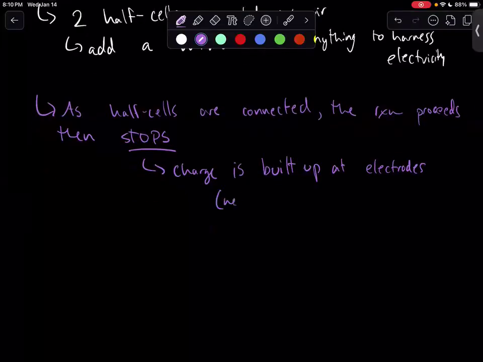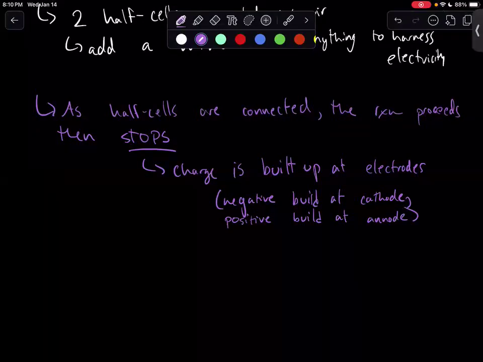So we're going to have a negative buildup at the cathode, because remember, reduction happens at the cathode, electrons are coming in, and positive buildup at the anode. So electrons are leaving, creating a positive charge.